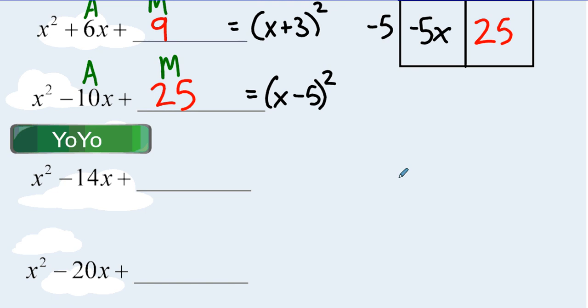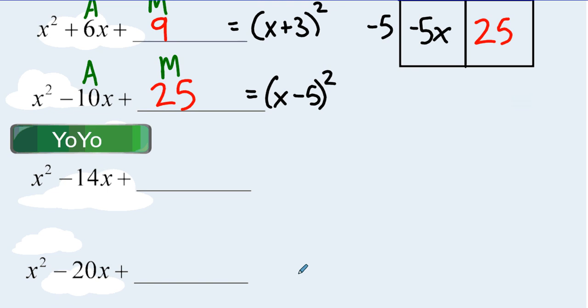I'm going to ask you to try. So pause the video now and then unpause it once you've had a chance to try these two. Tell me what you would need to add in order to make a perfect square, and then tell me what that factoring would be. What would the actual dimensions of the square be? So pause the video now. Come back after you've had a chance to try.